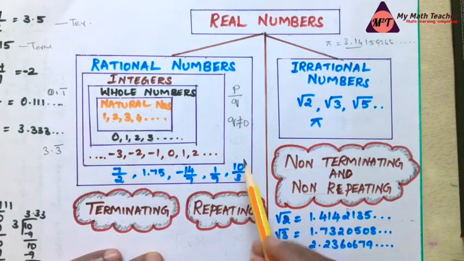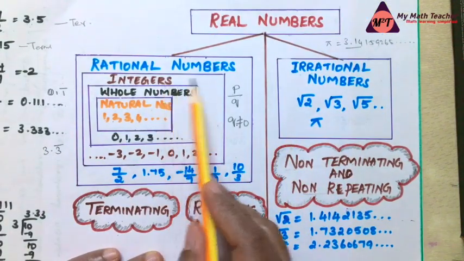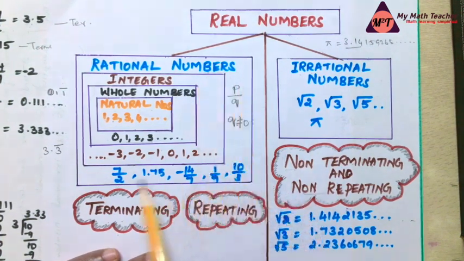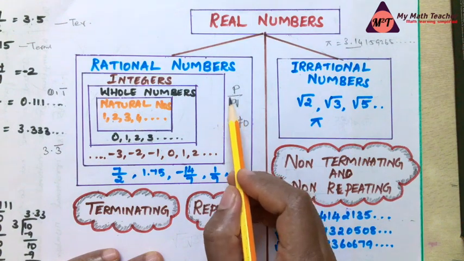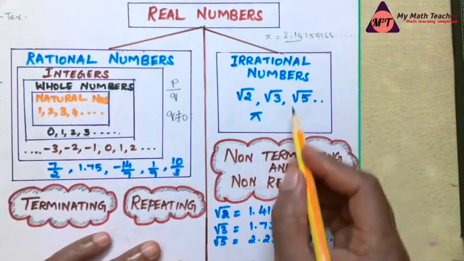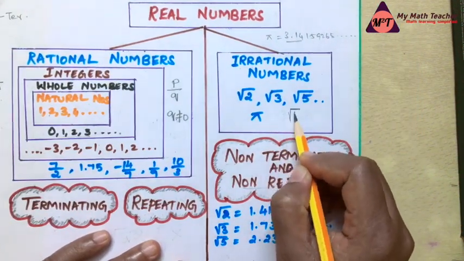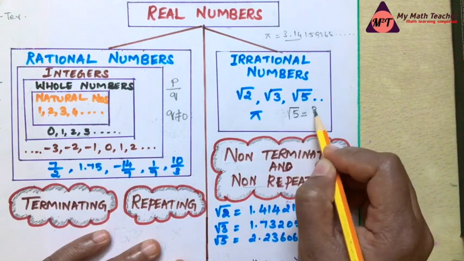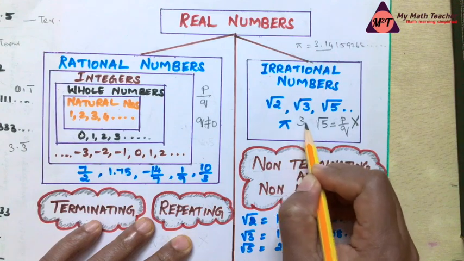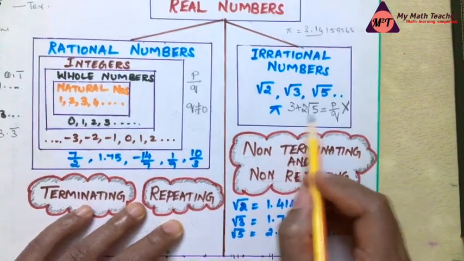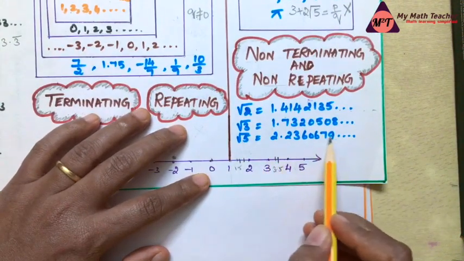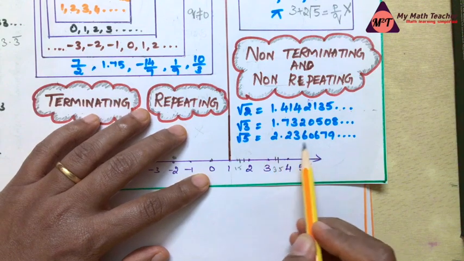We now know clearly the basic difference between rational numbers and irrational numbers. What is the basic difference? Rational numbers can be expressed in p by q form where q is not equal to 0. Whereas the irrational number, for example root 5, we cannot express in p by q form. This is not possible. We know that 3 plus 2 root 5 is irrational because root 5 is 2.23, a non-terminating and non-repeating number.